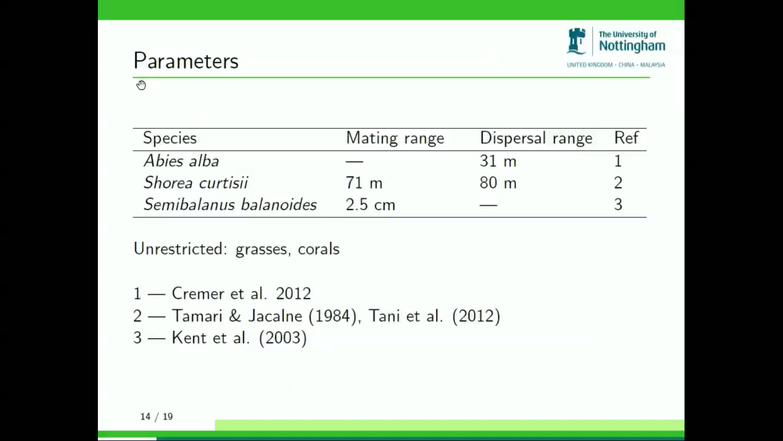We have a species that's dispersal limited, a species that's dispersal and mating limited, and one that's just mating limited, with parameters from the literature. And you might contrast those with the mean field case, which is something that, like a grass or a coral, is freely dispersing with small seeds and freely mating. We can normalize these, even though they're over four orders of magnitude in distance, to an individual based model, and it's the relative ranges that really matter.